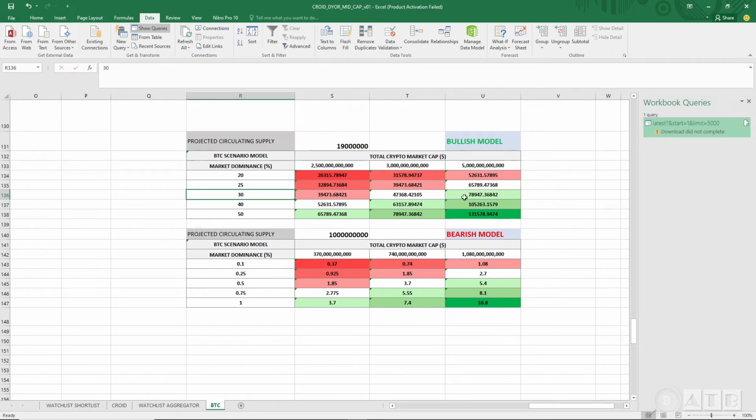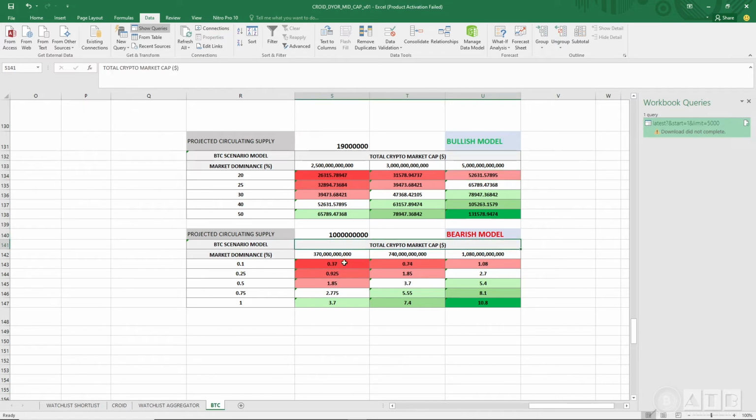Let's say it drops to 30% and we have 5 trillion, meaning altcoins probably haven't started. I will expect Bitcoin to still be at 75, 78. So with the 5 trillion, worst case scenario, Bitcoin drops 20%. I expect at least 52k. Now, this is the bullish model. Now we'll come down to the bearish model.